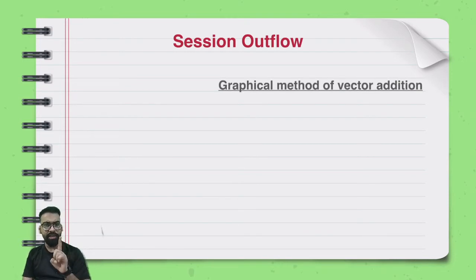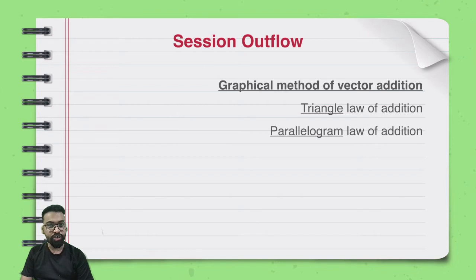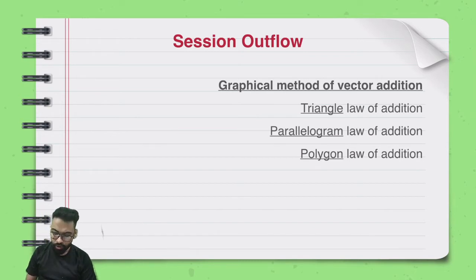There's one more thing that we can see. Maybe we'll talk about that in a little while. But this graphical method of vector addition comes in three ways. It could be either the triangle law of addition, the parallelogram law of addition, or the polygon law of addition. So how exactly are these three things? We'd mostly be talking about the triangle law in today's session. So let us try to take that a little further.